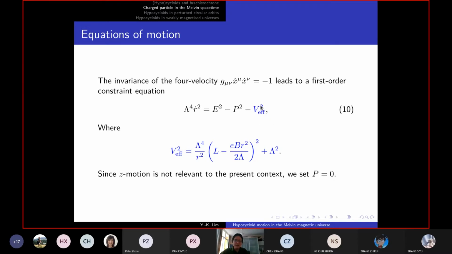So this one you can treat like a potential energy equation, right? This is a useful equation that will tell us a lot about some physical properties of the motion. The effective potential is given in terms of the lambda function and all this interaction, and it also depends on the angular momentum.